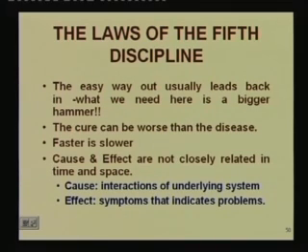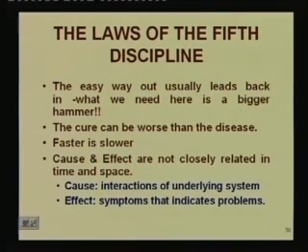Faster is slower. Very interesting. That means if you want to control the system very fast, then ultimately it will oscillate. Instead of coming to a steady state behavior, it may actually create oscillations, like the example I have given of the whiplash or the bullwhip effect, the imbalances in supply chains. Then, cause and effect are not closely related in time and space.